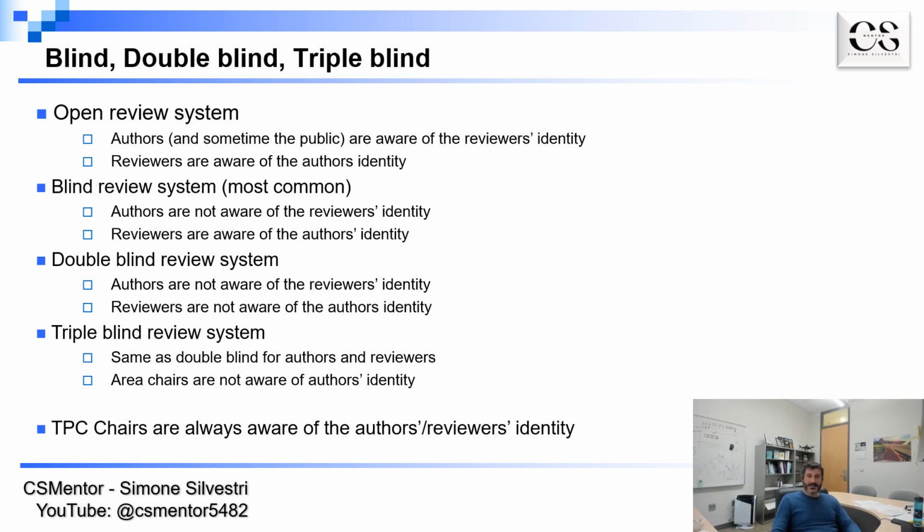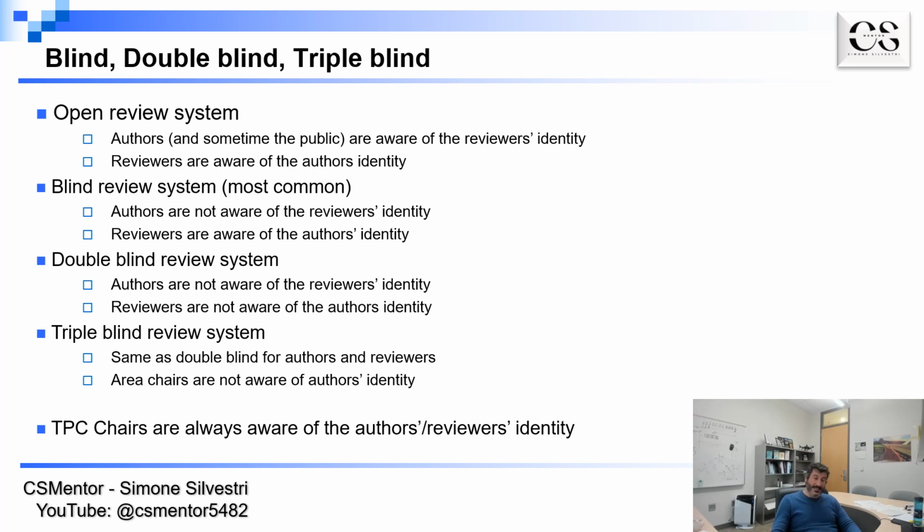So there are different types of review systems that are available today. I think this is a good point to explain which ones these are. These are known as open review, blind, double blind, or triple blind. So in an open review system, basically everybody knows everything. So the authors know the identity not only of the chairs of the conference, but also the identity of the reviewers that reviewed that paper. And of course, the reviewers also know the identity of the authors.